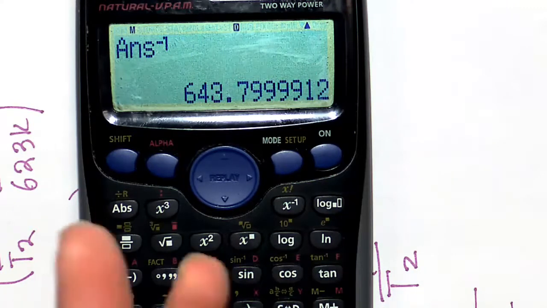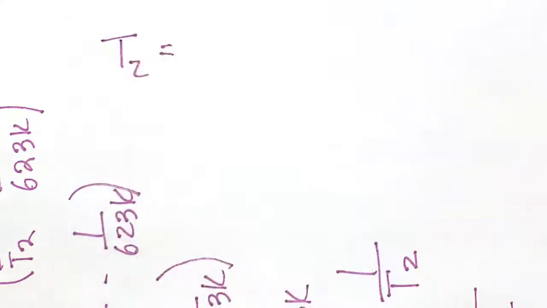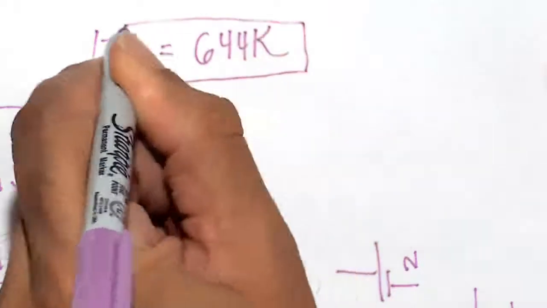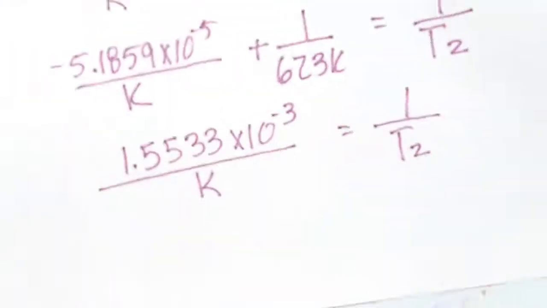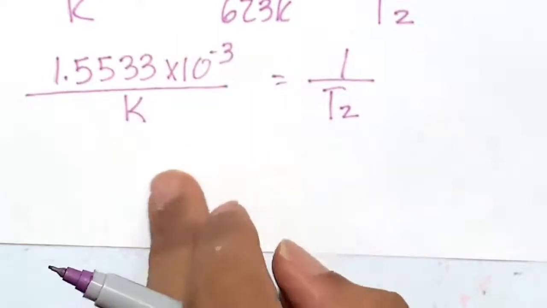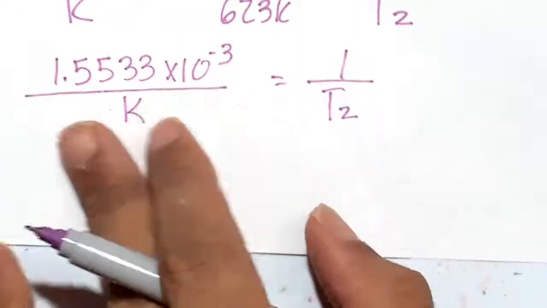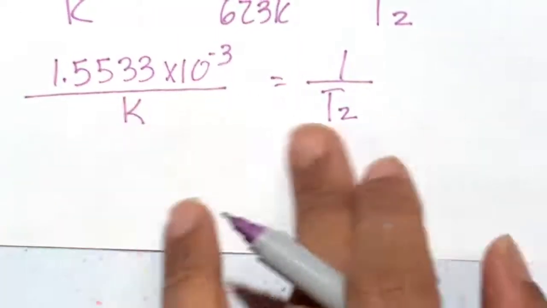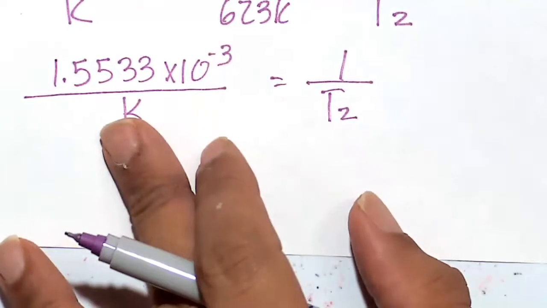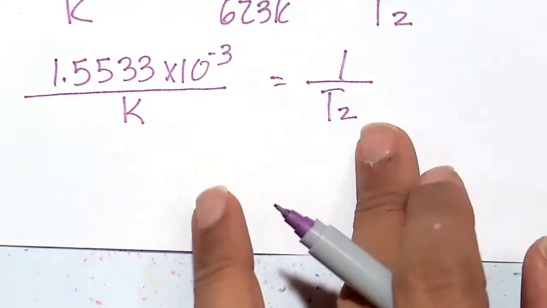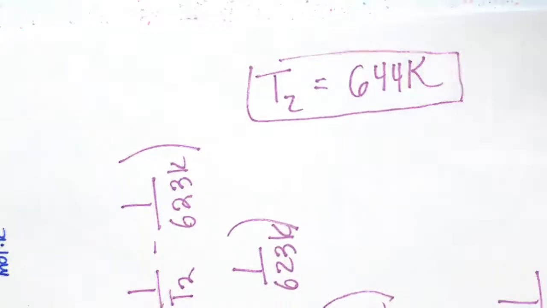643, let's call it 644K. Okay, that should be our final answer. All right, so let's go back down to here. If we flip this, this becomes Kelvin, and inverting that gives me the answer, 644 or so K. Inverting this gives me T2, so T2 is equal to 644K.